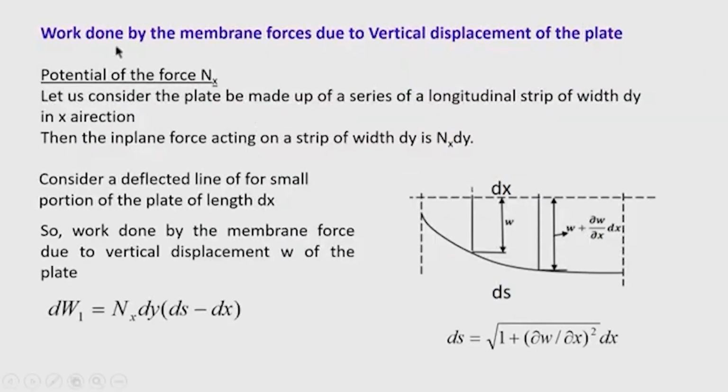Now, since there is no external load applied for buckling, the work done by the membrane forces due to vertical displacement of the plate should be calculated. So, the next task is to calculate the work done by membrane forces due to vertical displacement of the plate. So, we shall calculate the work done by each of the membrane forces n x, n y and n x y, and then we will add them to find the total work done by the membrane forces due to vertical displacement of the plate. Now, let us consider the plate to be made up of a series of longitudinal strips.